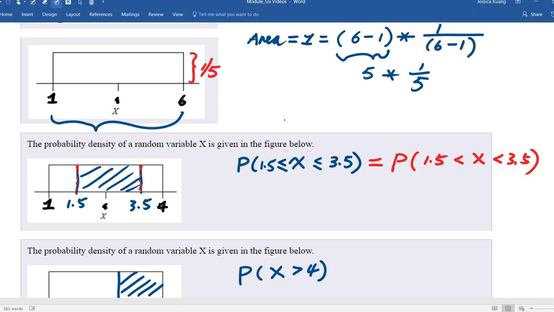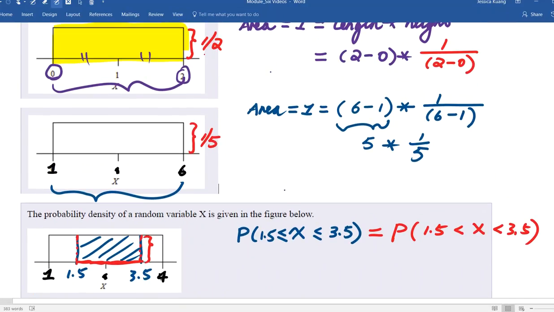Now, to find this probability, all we have to do is find the area of the shaded region. And to find the area of that shaded region, we need to know the length at the bottom, so that would be this, and the height. How do I find the height? According to what we learned above, notice this one is 1/2 and this one is 1 over 5.